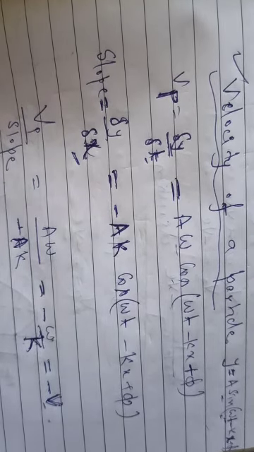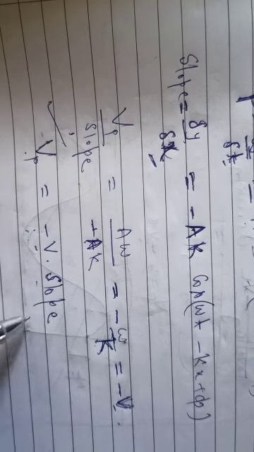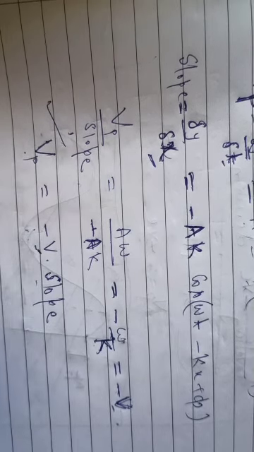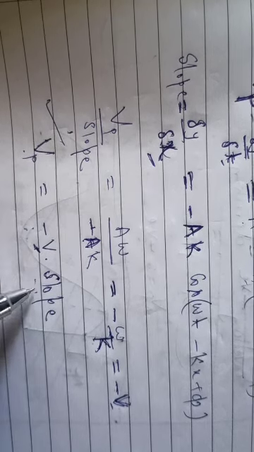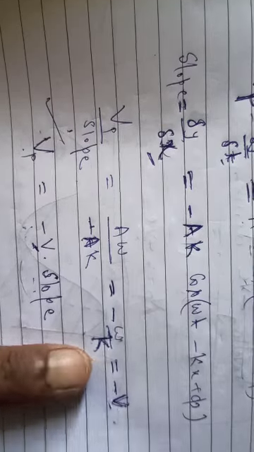y is the displacement of the particle from the mean position. Okay, you can remember that. So what are we getting? Vp is equal to minus v into slope. So v is the speed of the wave, not the velocity of the particle, and slope is the slope of the curve you are getting.